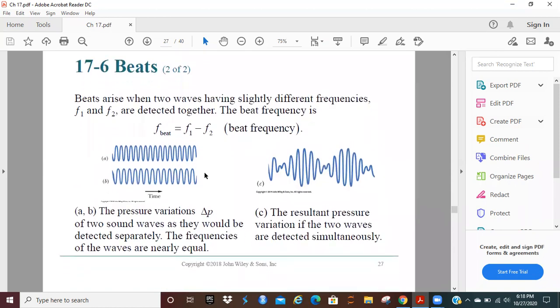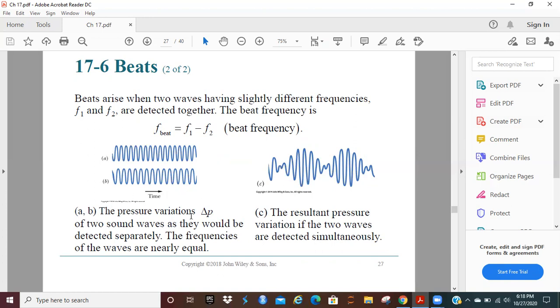Now, beats. If you've ever listened to instruments trying to tune in a band, or maybe you've seen an orchestra, beats will start to arise whenever two waves have slightly different frequencies. If you've got two different frequencies, F1 and F2, and you can hear them both, then the beat frequency is going to be the difference between those two. Let's say you've got A and B, two different frequencies. If you were to superimpose those, this is the kind of frequency you're going to end up hearing.